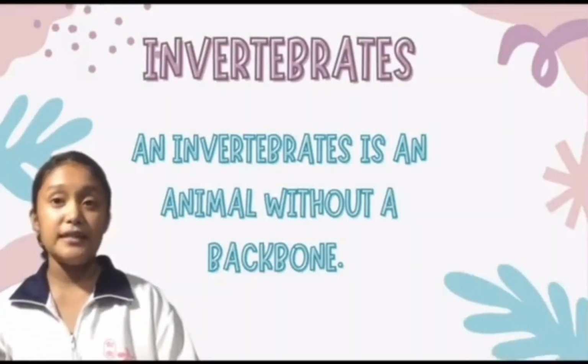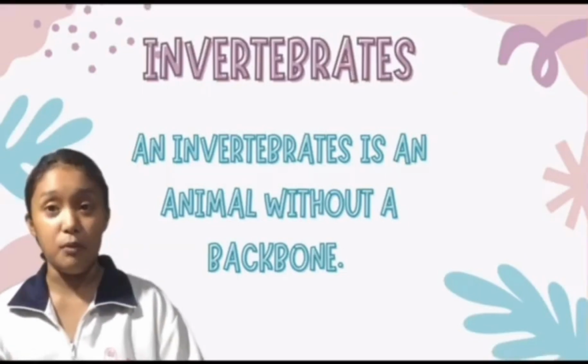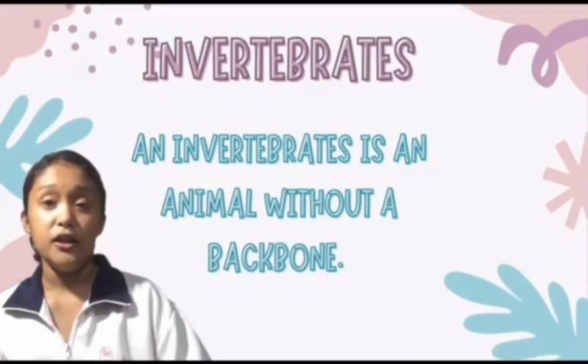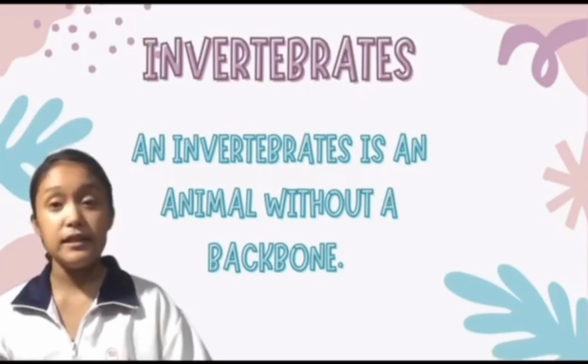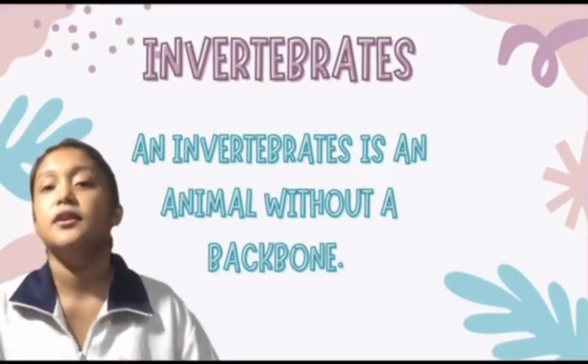Invertebrates. An invertebrate is an animal without a backbone. In fact, invertebrates don't have any bones at all. Invertebrates that you may be familiar with include spiders, worms, snails, lobsters, crabs, and insects like butterflies.